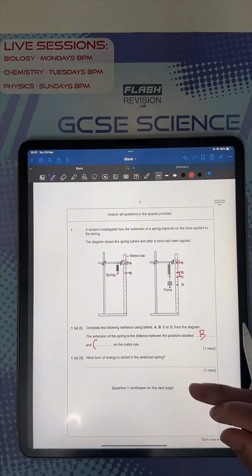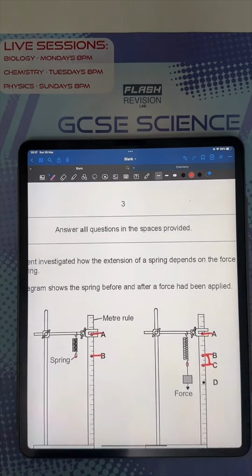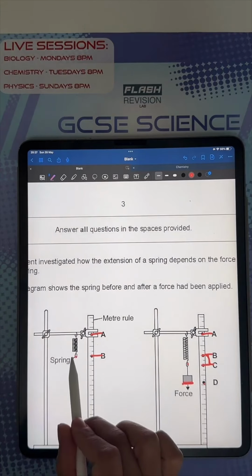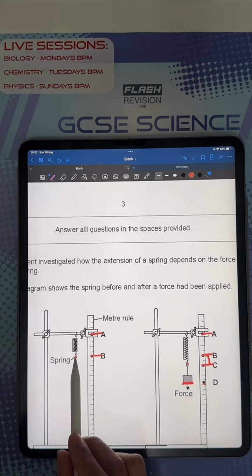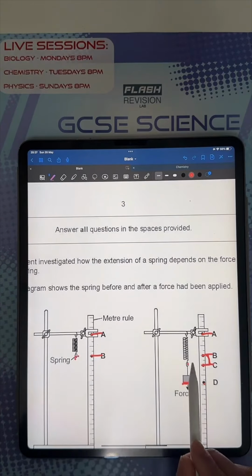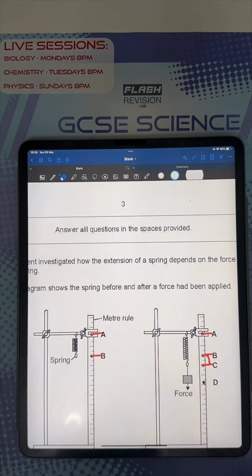What form of energy is stored in the stretched spring? Why not D? Not D because D is the location of the mass. We have to compare it to the first diagram, and in the first diagram, there was no mass. So the mass would be down here somewhere. Here we measured it from the ring, didn't we? So here you need to also measure it from the ring. Let me rub it out so you can see clearer. Do you guys understand? That's why it's not D. Does that make sense? Yeah?